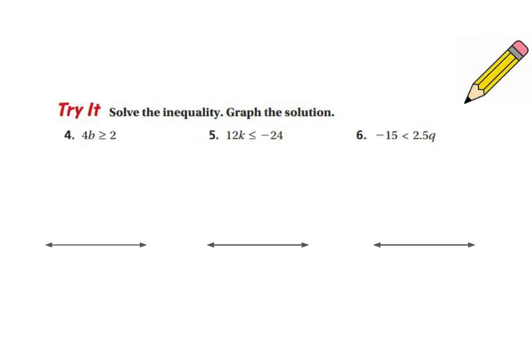Now you're trying it with questions 4, 5, and 6. Push play again when you're ready. For number 4, we're going to divide both sides by 4. 4 over 4 is 1, so we have b is greater than or equal to. And 2/4, that simplifies. Divide by 2 over 2, and you get 1/2.